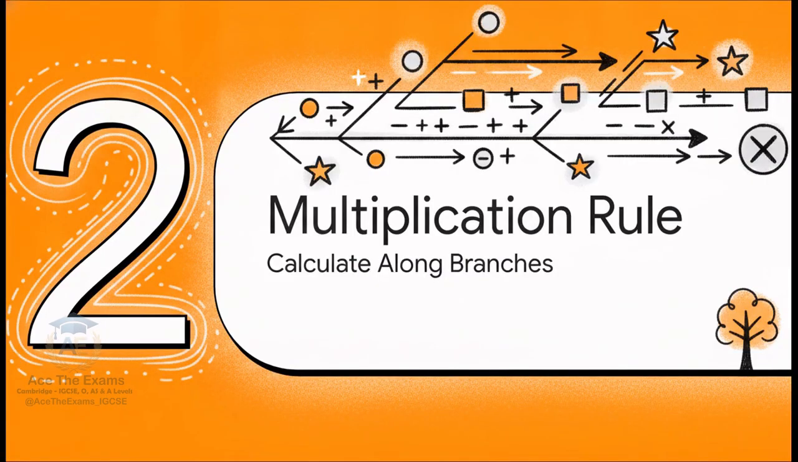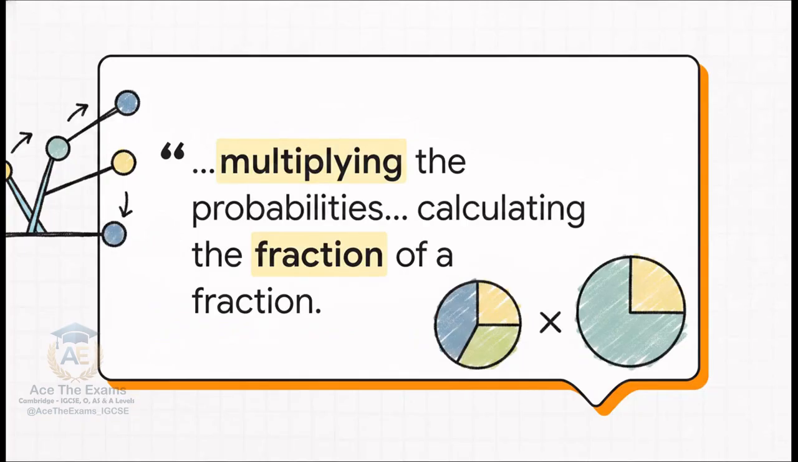Moving on to section 2, the multiplication rule, calculating along the branches. So now that we've mapped out our tree, we need to decode it. Our source material explains this beautifully. It says, the probability of each outcome is found by multiplying the probabilities for each of the branches, calculating the fraction of a fraction. Really think about that phrasing for a second, a fraction of a fraction. If you want to know the probability of it raining on day 1 and day 2, you're literally looking for 5/7 of 5/7. In math, the word and is your biggest cue to multiply.